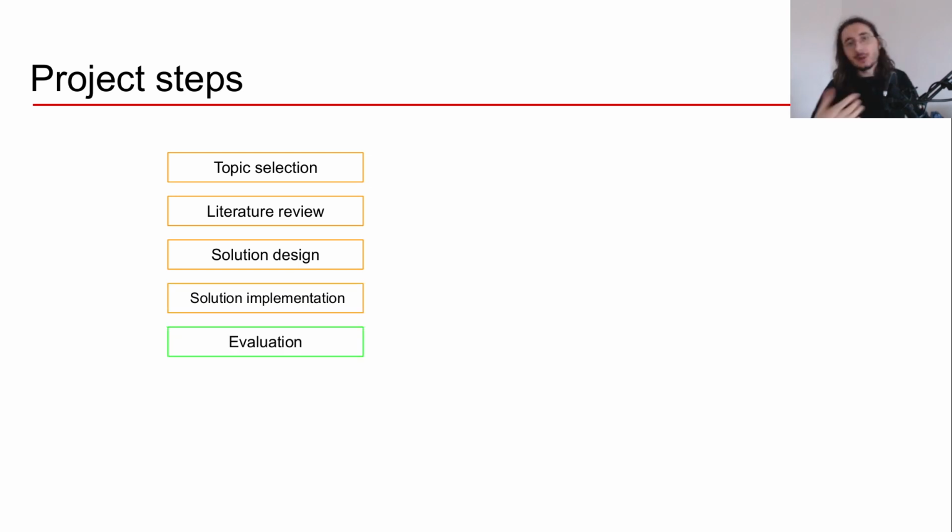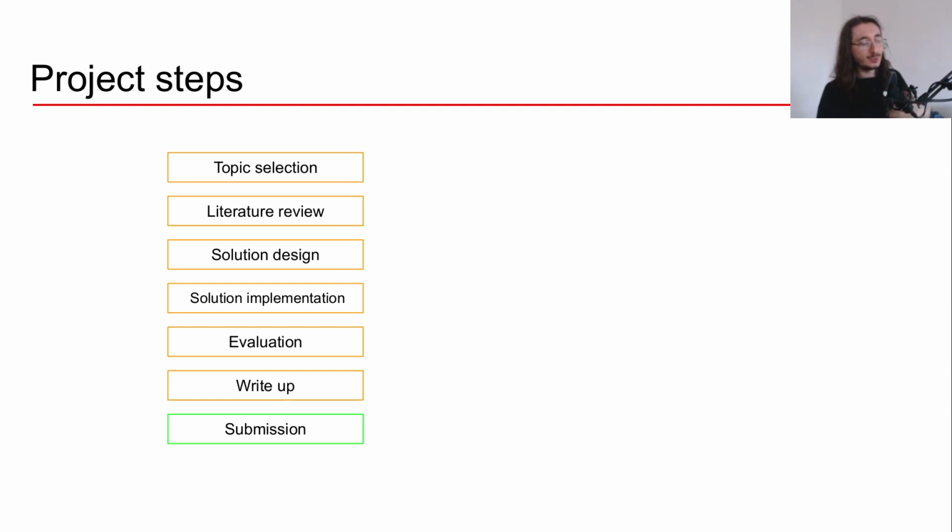Afterwards, we'll work on evaluation or analysis, if you will, of the results. And then we'll have a write-up step where we just jot everything down on a paper. After that, we'll submit the paper to the conference. And then once we receive revisions from the reviewers, we'll take a look at the reviews, and we'll implement the requested revisions.